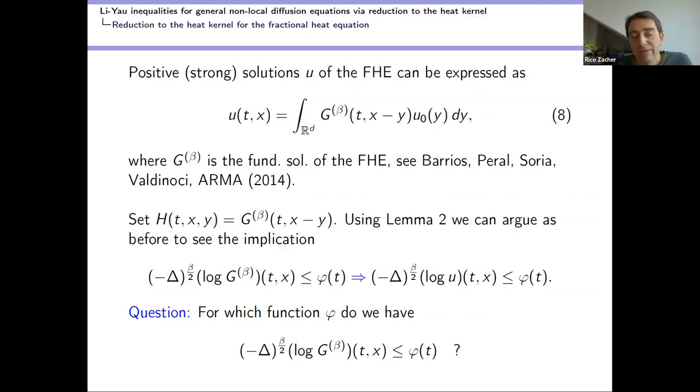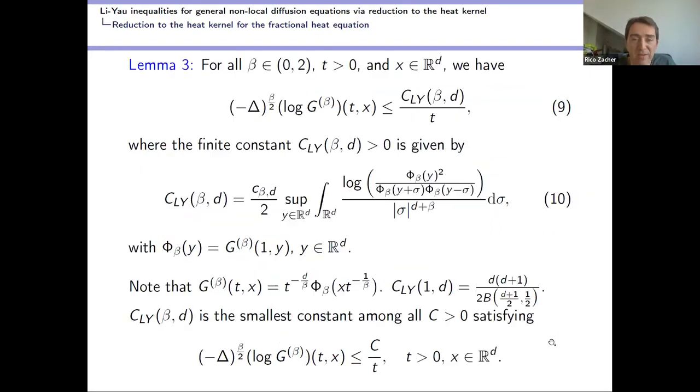Now, unfortunately, there is no nice analytic expression for the fractional heat kernel, except for the case where beta is equal to 1. Nevertheless, one knows quite a lot about fractional heat kernels. One knows bounds from below and from above. One knows that it has a self-similar structure. And so one can try to prove something like this for suitable phi. And in fact, you can show that this expression here is bounded from above by a constant divided by t. So we have the same behavior as in the local case. And this constant C_LY, which depends on beta and d, is given in this rather implicit form.